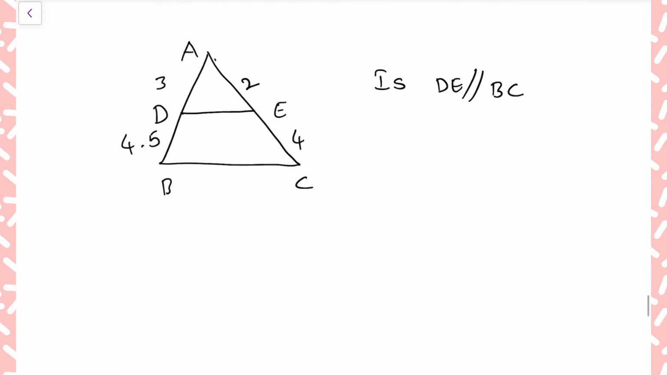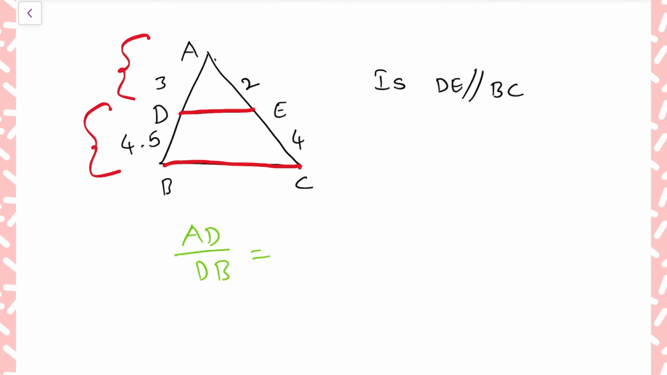Next, we have a triangle ABC and he's asking to check whether DE is parallel to BC. So he's asking us to confirm whether this DE line and BC line are parallel or not. To check that, take upper one by lower one, that is AD divided by DB. AD value is 3, DB is 4.5. 3 ones are 3, 1.5s are, so 1 by 1.5.